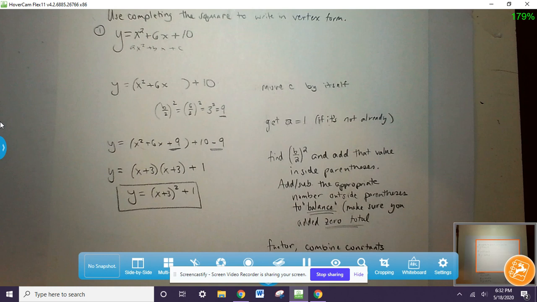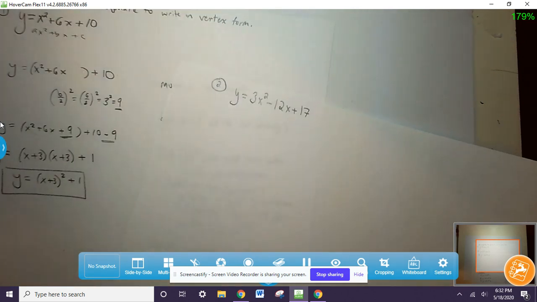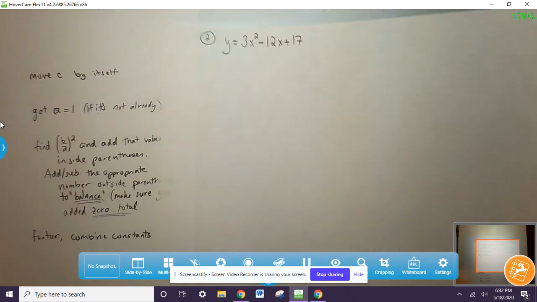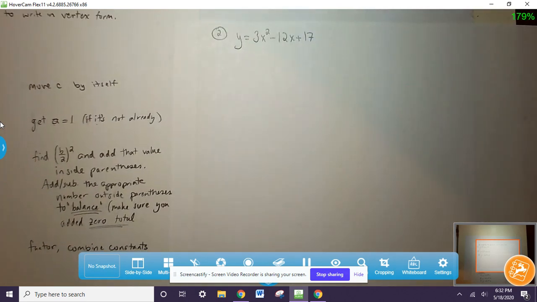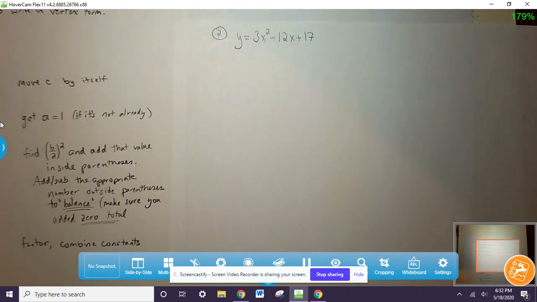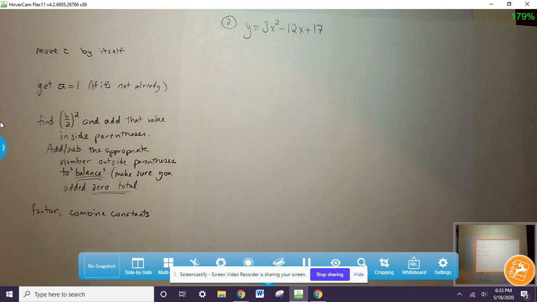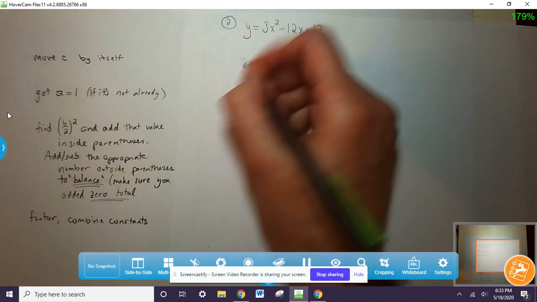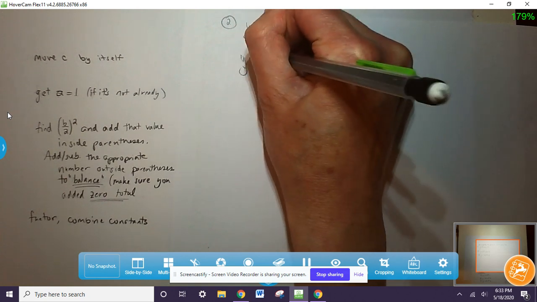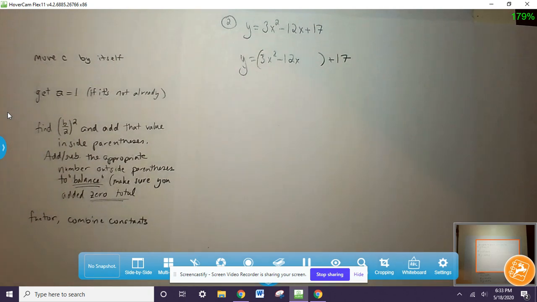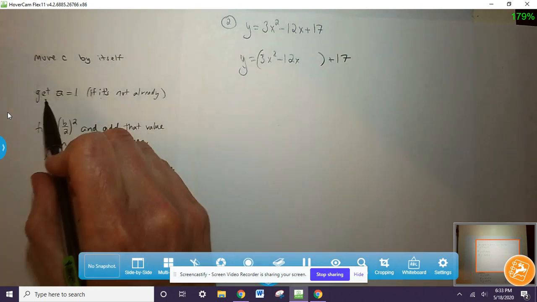Now, let's go ahead to number 2, which is going to be a little more complicated. For number 2, we're going to take pretty much the same steps, but because of the 3 in front of the x squared, it's going to be a little more complicated. So here we go. Our first job is to move c by itself. So I'm going to group ax squared and bx and move c outside the parentheses all by itself.